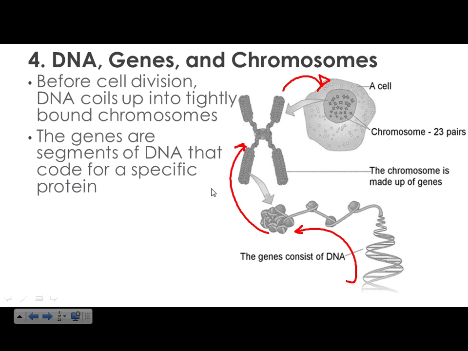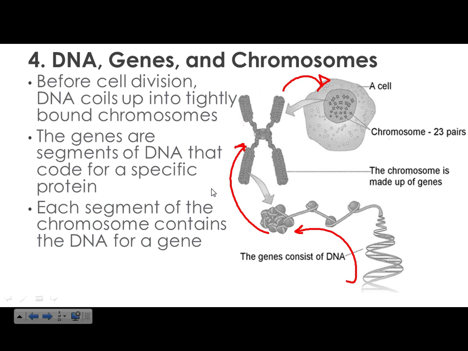The genes are segments of DNA that code for a specific protein, and each segment of the chromosome contains the DNA for a gene. So, chromosomes, tightly bound DNA. Genes are made of DNA.